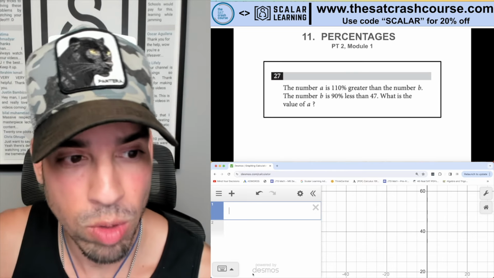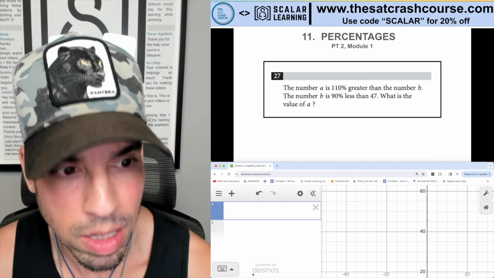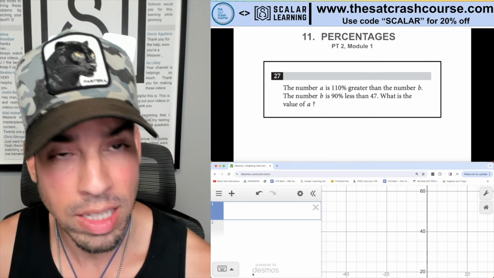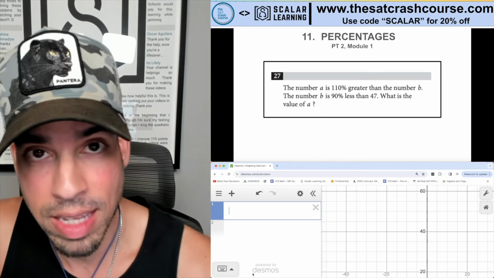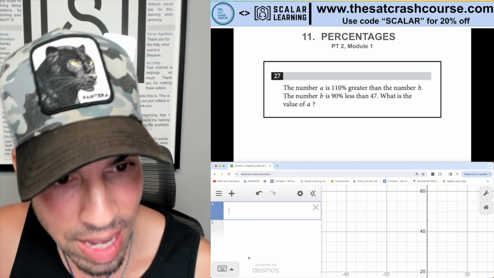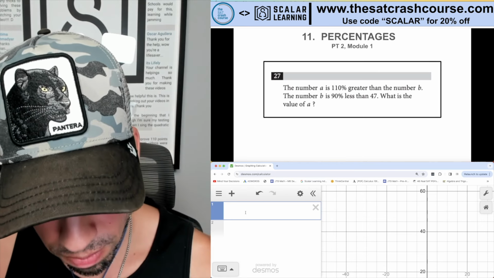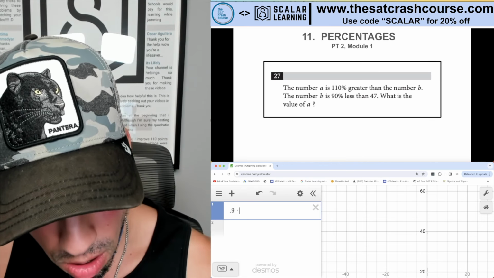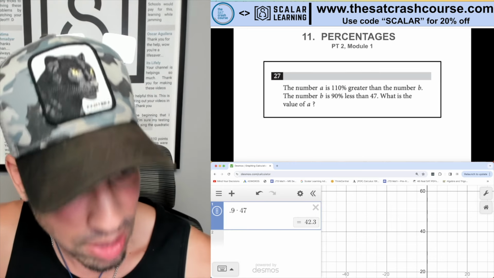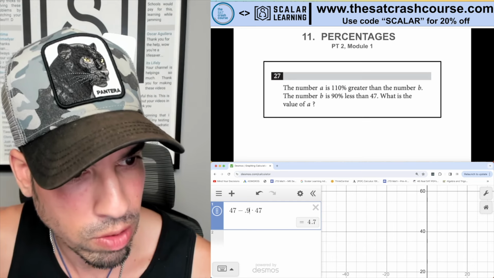Now this is an interesting one. It says the number A is 110% greater than the number B, and the number B is 90% less than 47. So first, let's figure this out, right? B is equal to the 90% less than 47. So if we're saying 90% less than 47, first I want to know what is 90% of 47. That's 0.9 times 47. And then 90% less, so I'd be saying 47 minus that quantity. And we get 4.7. Great.